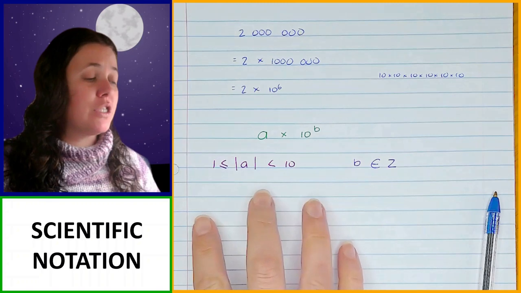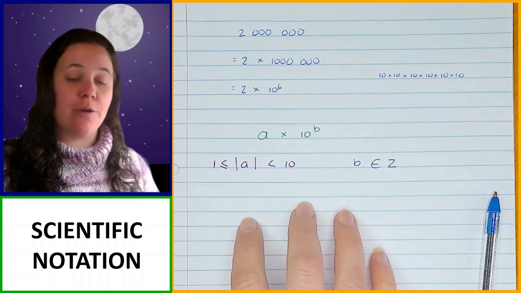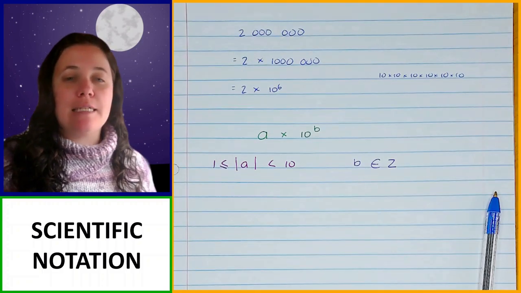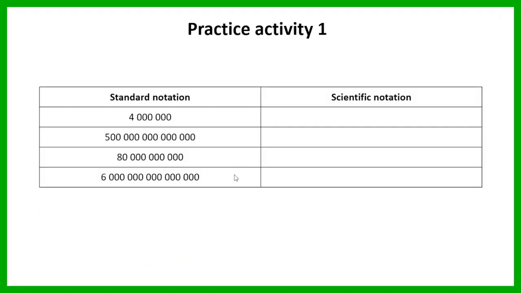Okay, so this is how we write scientific notation. This is something that you're going to have to get used to now. So let's have a look at some that you're going to be working on. In this table, I've given you a few numbers in standard notation. That just means that they've been written as normal numbers, and you're going to need to write them in scientific notation. So I will do the first one with you to show you how to do it.